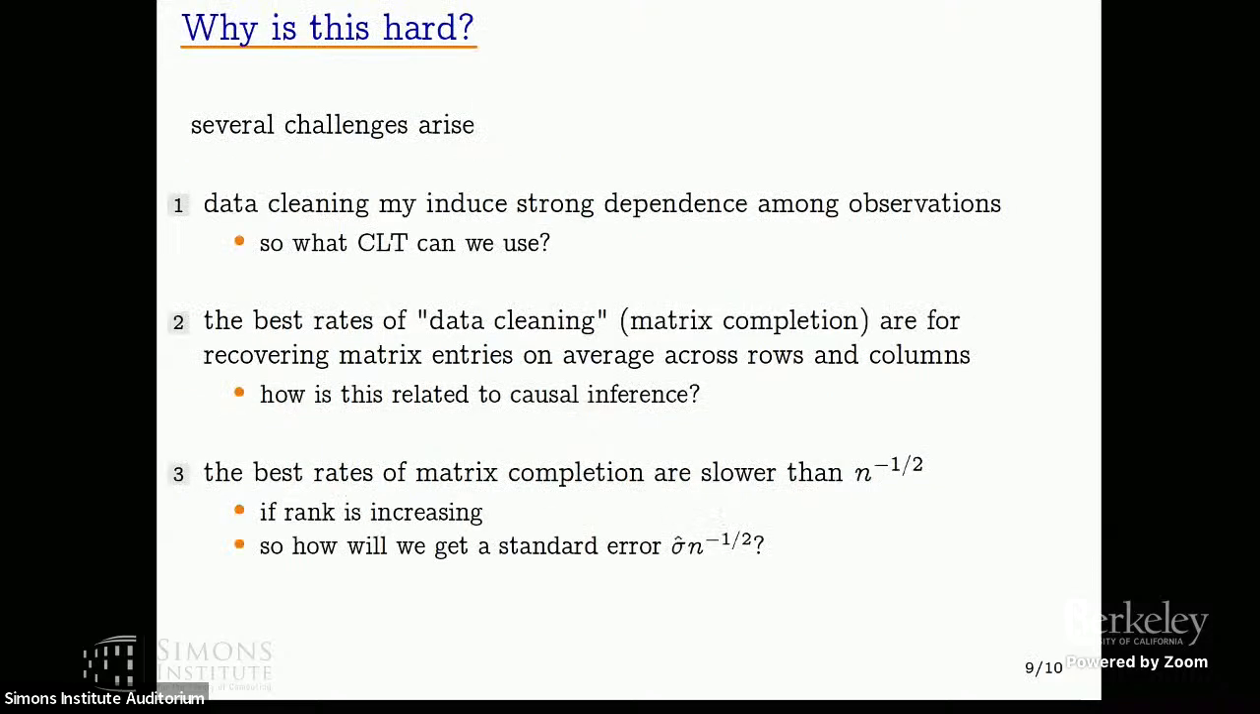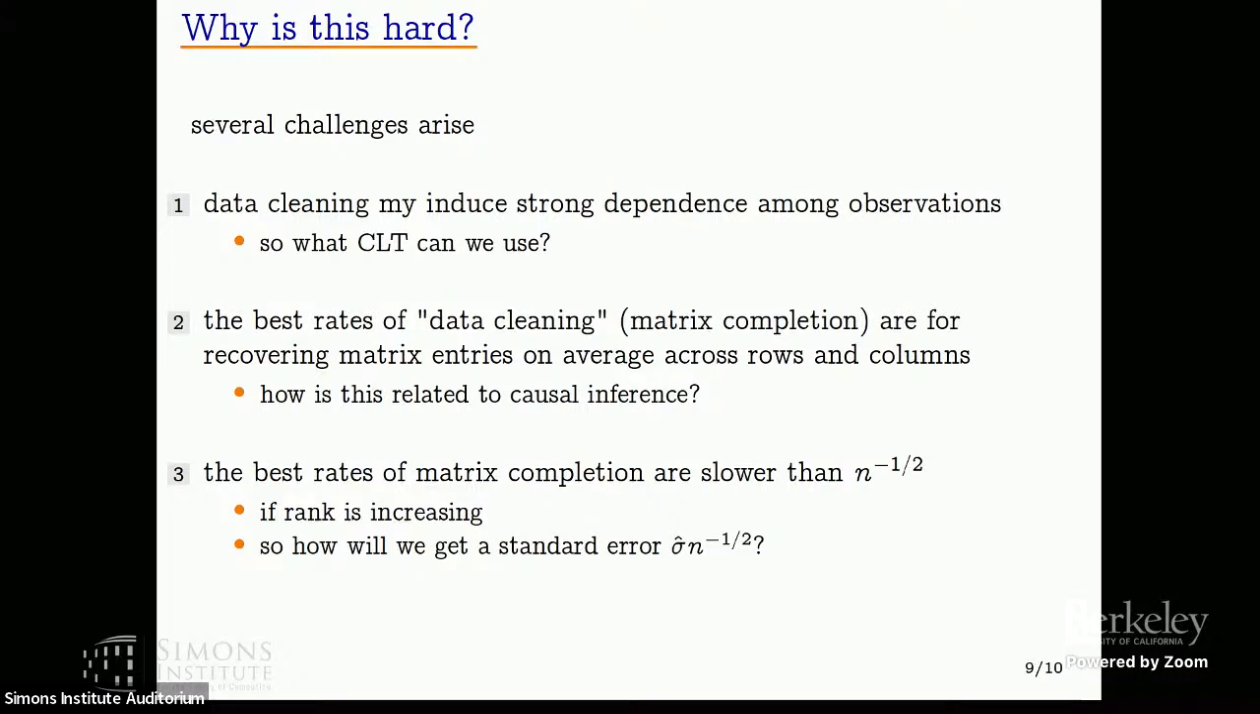This is maybe the most important slide. Why is this hard? I think that several challenges arise, and here are just a few of them. First of all, when we justify confidence intervals, we typically appeal to a central limit theorem that requires independence or at least weak dependence among observations. Meanwhile, data cleaning in general induces really strong dependence across observations, and even if you think about it, across every single entry.